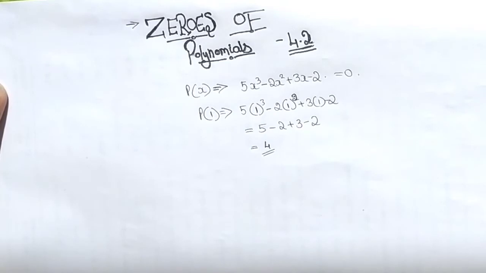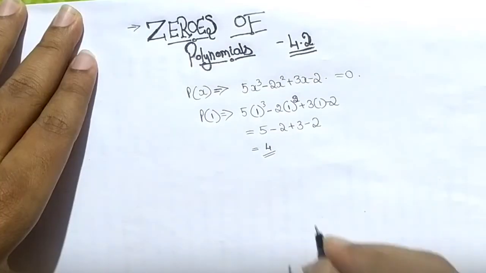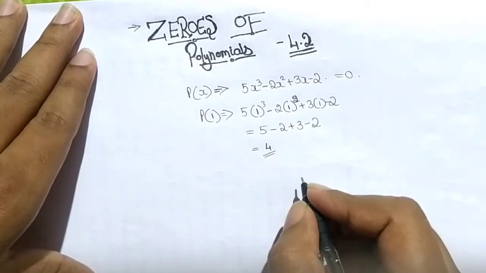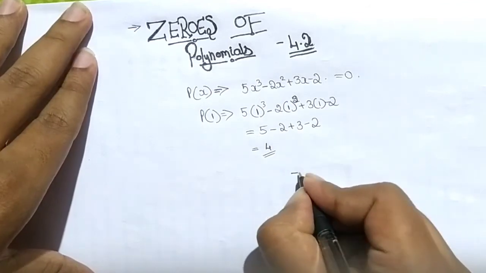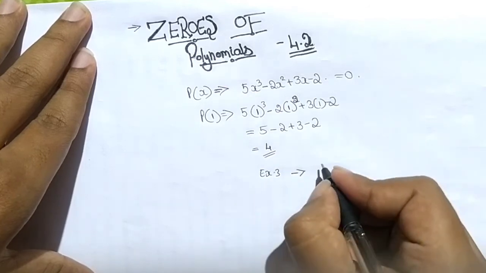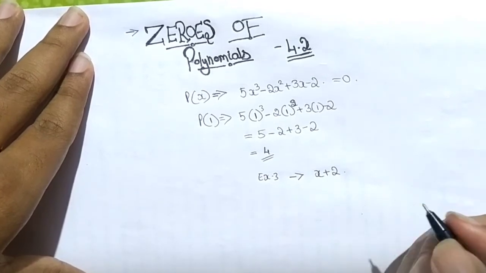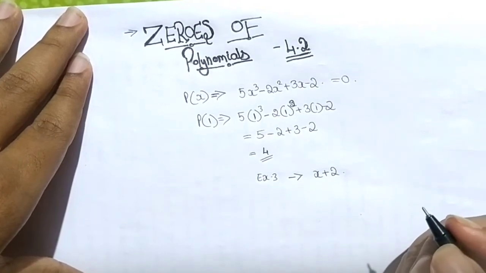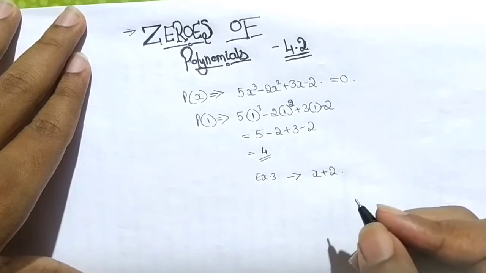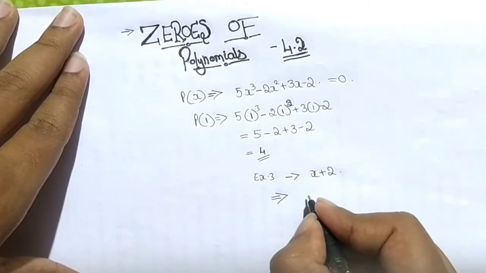Let us take any other equation given in your examples. In your example 3, they gave the equation x plus 2, and to check whether they are zeros of a polynomial, they gave two numbers, minus 2 and plus 2. Instead, I will show you how to get the value that is the zero of a polynomial.